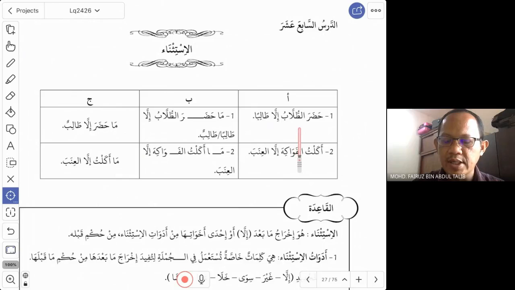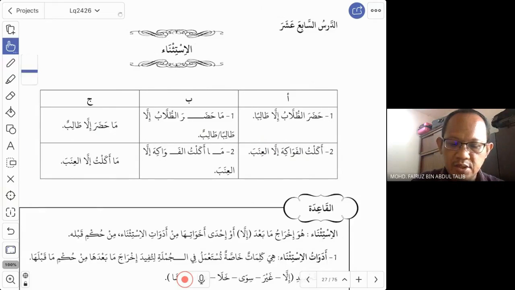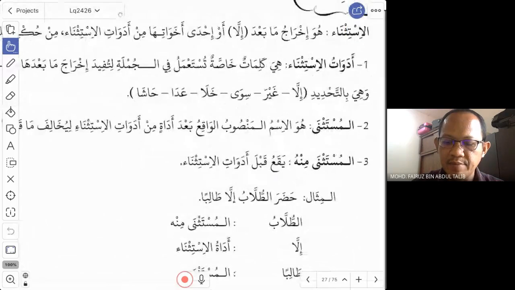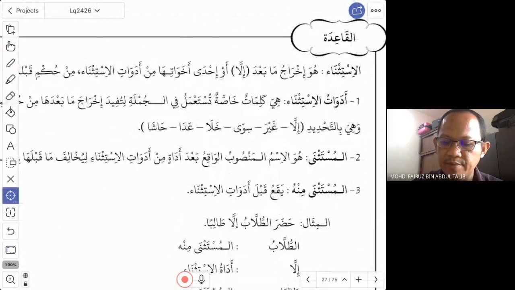In the first example, before that, we have also learned the terms related to the topic. There are 3 terms that you need to remember. First is the adawatul istisna, or the word that you use to do istisna. Our focus is only this word, illa. So the adat, the word that you use, is illa.